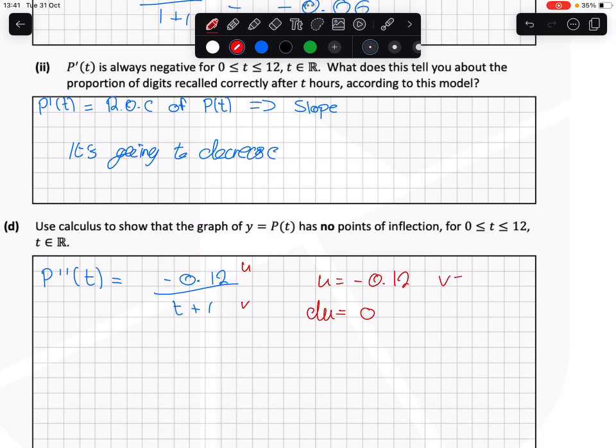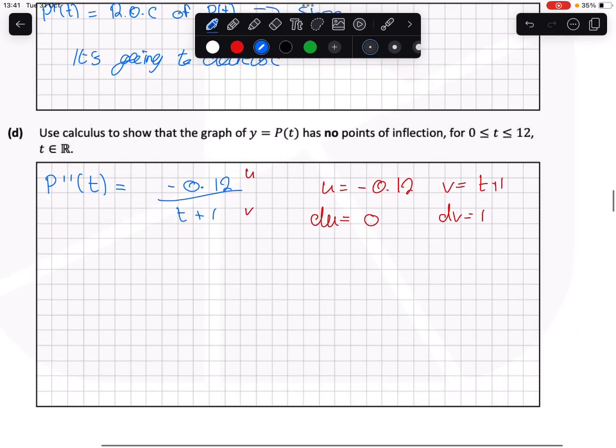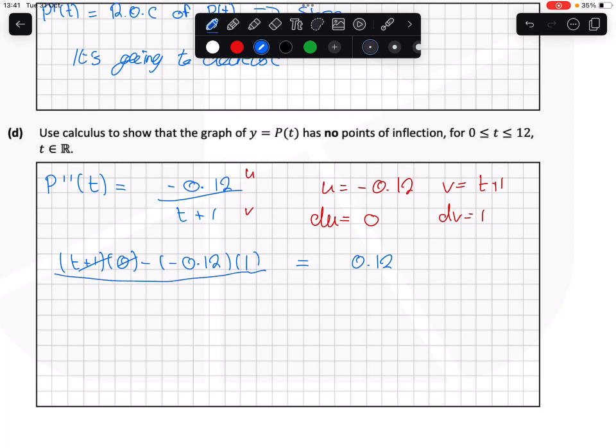And then we have v is equal to t plus 1, so then we have dv just equal to 1. Plug this back into the quotient rule. We're going to have v du, so t plus 1 times 0, minus 0.12 times 1. Double negative here, this left hand side goes to 0, so we just have 0.12, and then this is all going to be divided by v squared. So if we look at v, we have t plus 1 squared, so this is all going to be over t plus 1 squared. What does this mean?